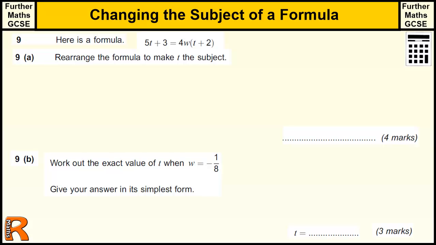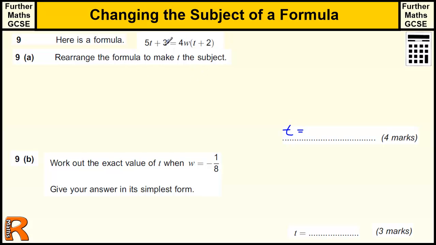Further Maths GCSE Level 2 qualification, changing the subject of the formula. At this level we're looking at formulas that have the subject appearing twice. So what we need to do is to get the subjects together so that we end up with the form where you have the formula t equals, in this case, because that's the subject we want to make.